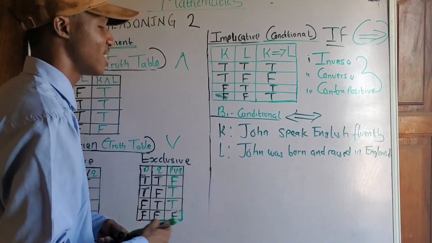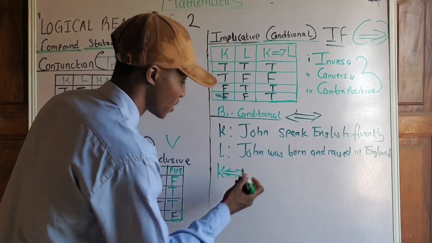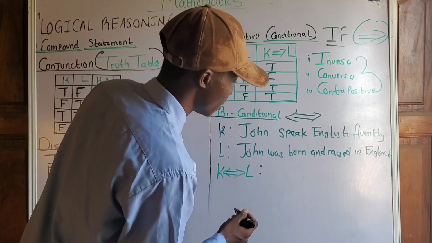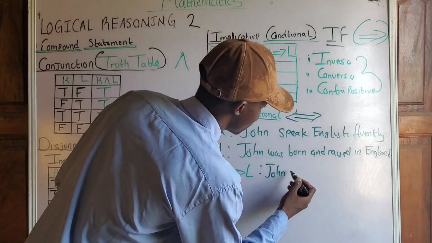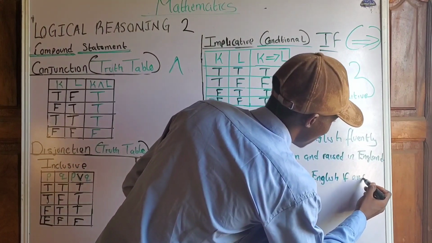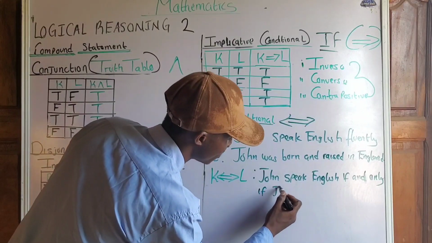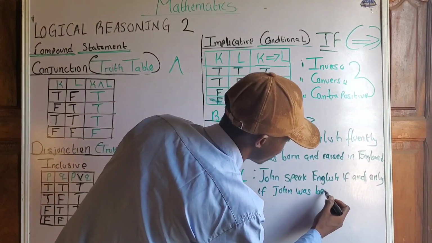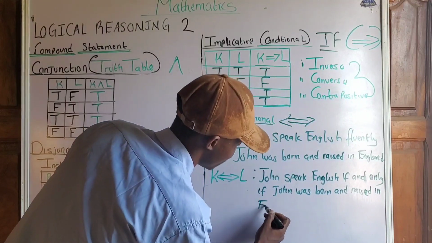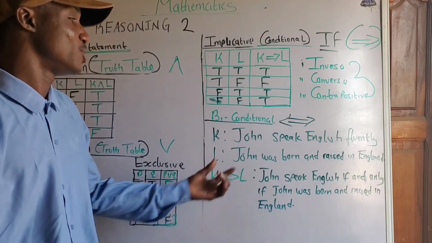Okay, if I want to write a bi-conditional statement for this, I'm going to have K bi-conditional L. This is the sign for bi-conditional. And the meaning of this is that John speaks English if and only if John was born and raised in England. You can see, so that is a bi-conditional statement for you. John speaks English fluently.